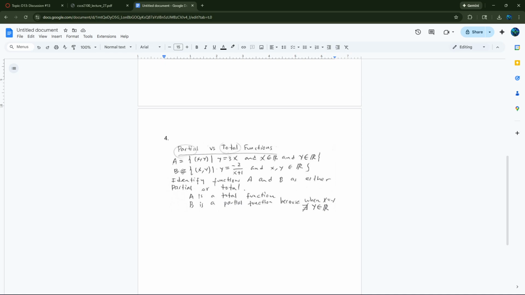However, in function b, x equals -1 would result in 0 in the denominator, and anything divided by 0 is undefined, so y would become a non-real number. Since the condition for y being a real number cannot be met, b would be considered a partial function.